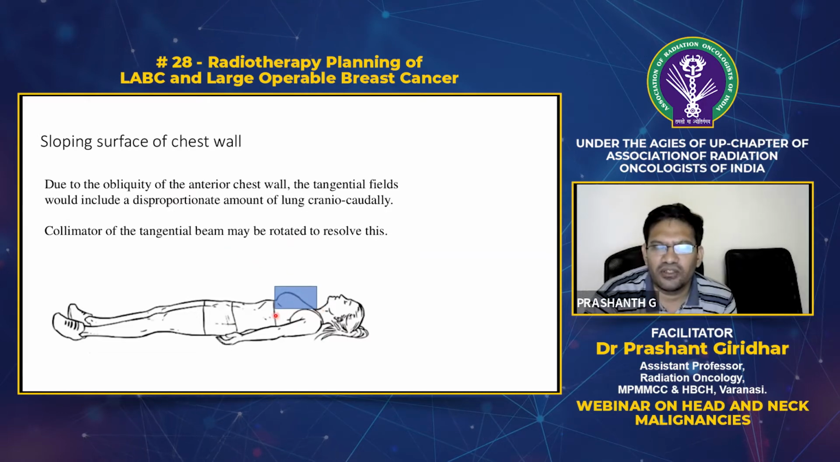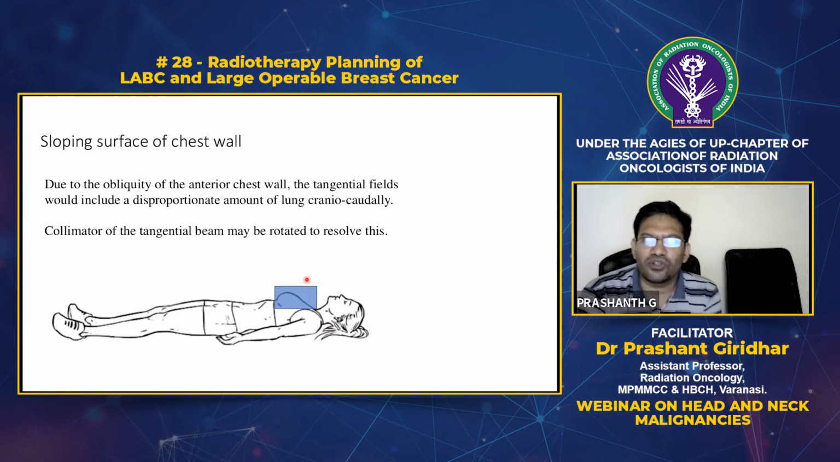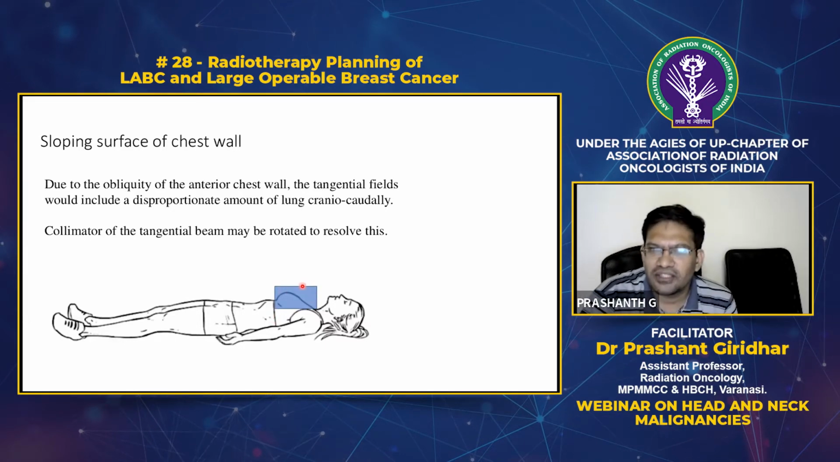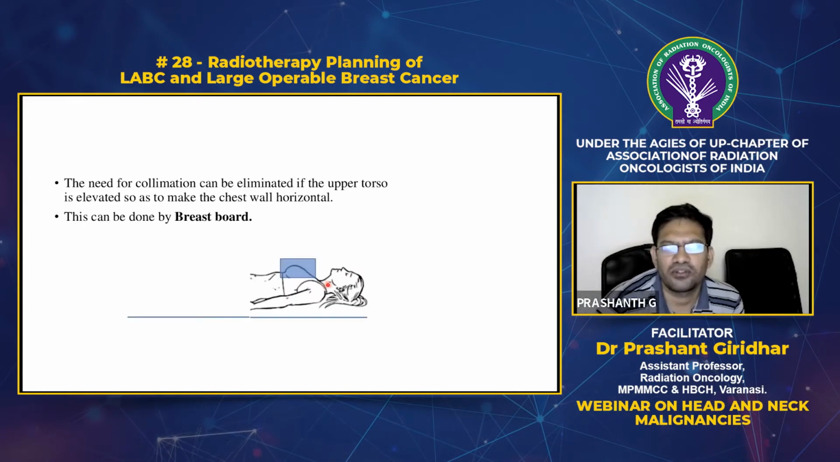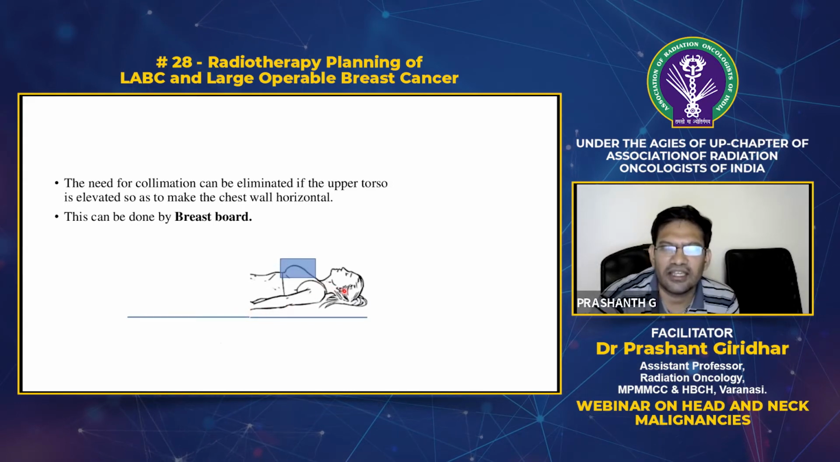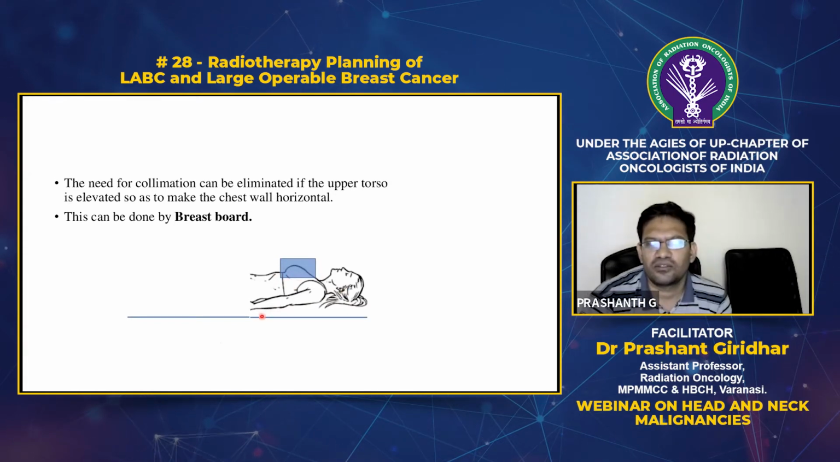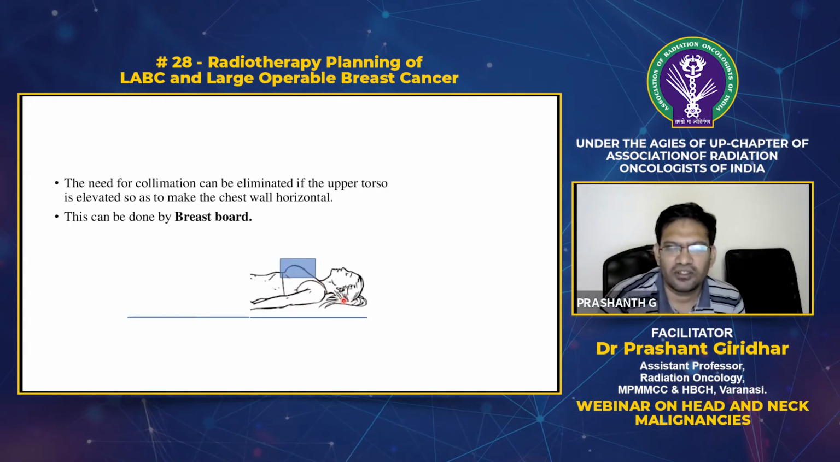Now, if you want to place a field like this, an excess amount of lung gets irradiated. This you can solve by using collimation. But if you collimate this field, matching with the supraclavicular field becomes difficult. And this is where the breast board is a simple way to help. In the breast board, the chest wall position of the patient is slightly elevated, and therefore the chest wall surface becomes almost parallel to the couch. As you can see in this picture, the patient is slightly elevated. Therefore, the chest wall field has become slightly parallel to the couch surface.